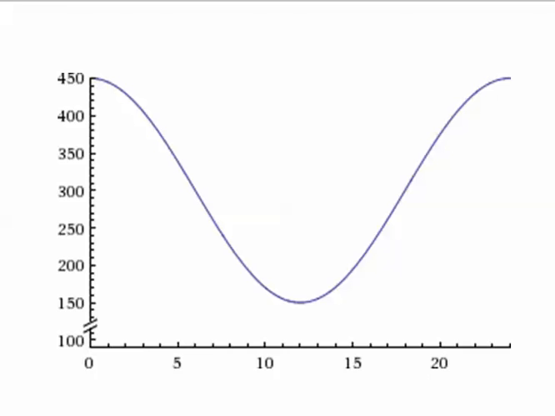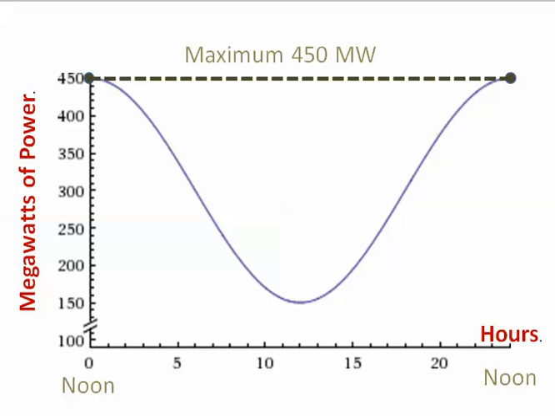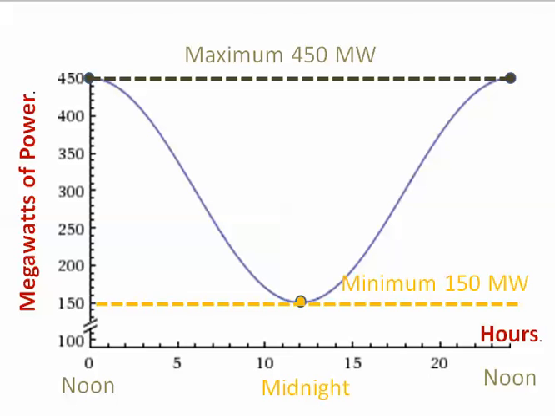All right, here's what Wolfram Alpha gives us. Keep in mind that on the vertical axis we have megawatts of power, and on the horizontal axis we have hours. The maximum occurs at 450. The minimum occurs at 150. Do you see the center line of 300? And do you see that it has an amplitude of 150?